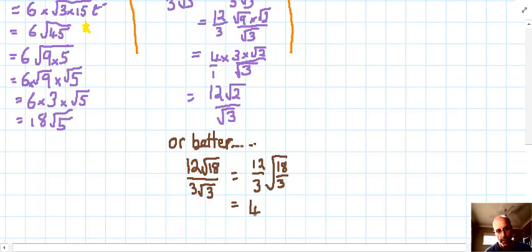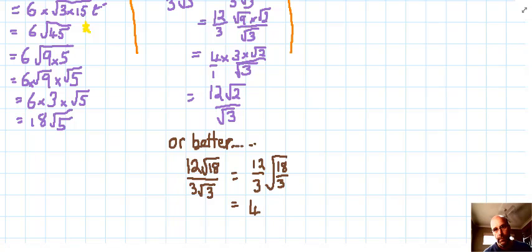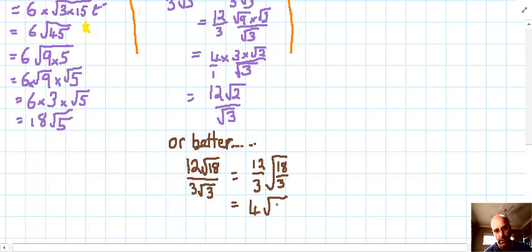12 divided by 3 is 4. Now under the radical sign there we have 18 over 3. That could be written as 6, so it's 4 times the square root of 6. Now those answers don't look the same, but they are. If you put them both in the calculator, you'll see that they're equivalent. You can see the second one is a slicker process, and it is a slightly better answer.